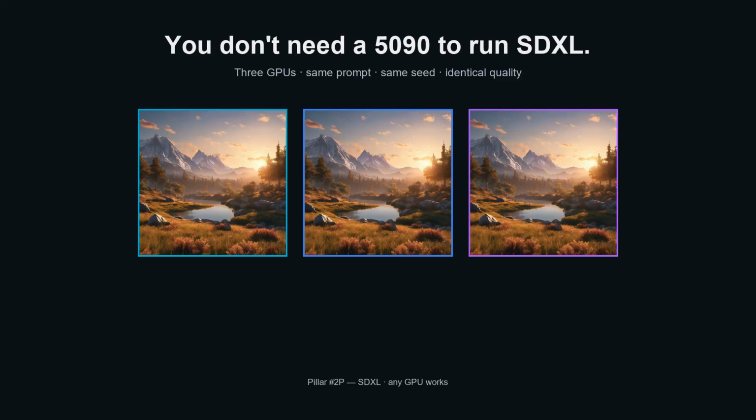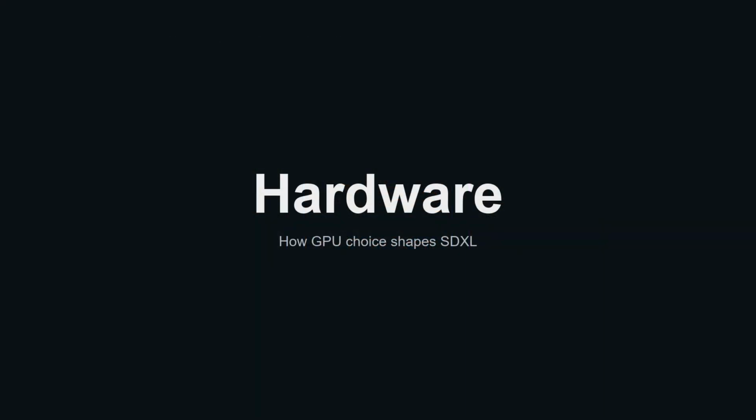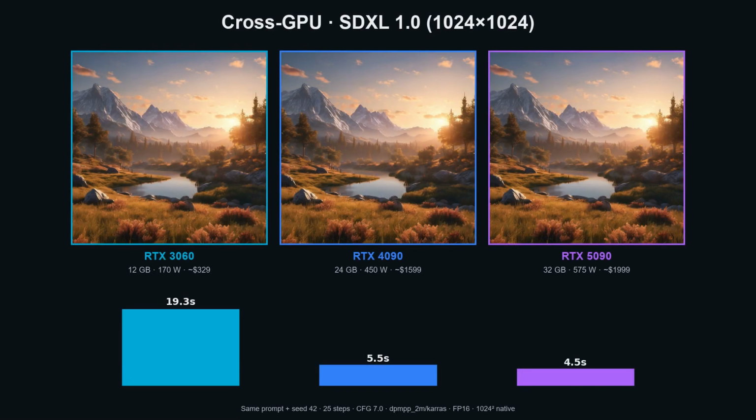You don't need a 5090 to run SDXL. 3 GPUs. Same prompt. Same seed. Watch. Let's look at the hardware. Same prompt across 3 NVIDIA cards. The 3060 takes 19 seconds. The 4090, 5.5. The 5090, 4.5.